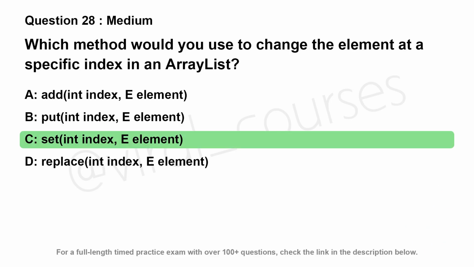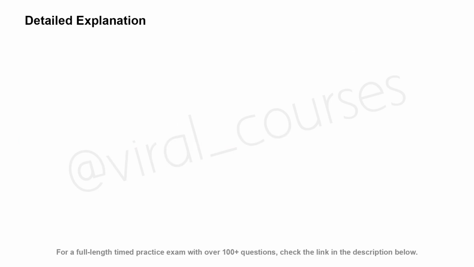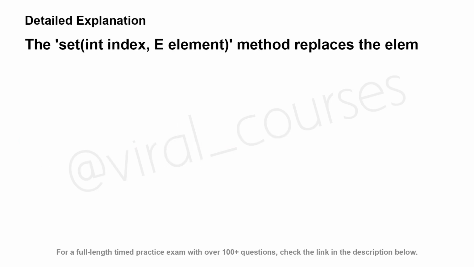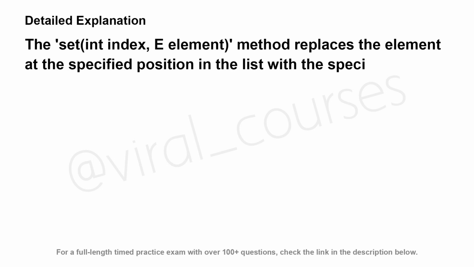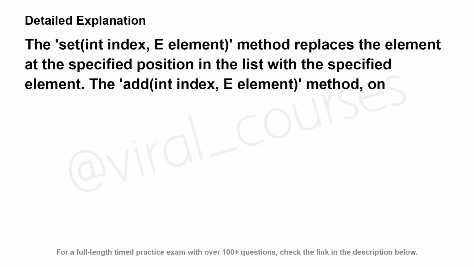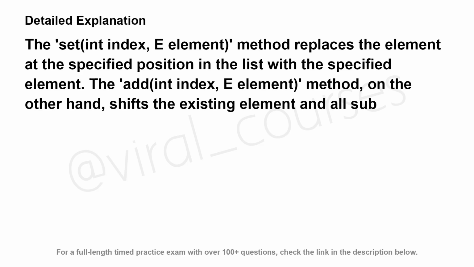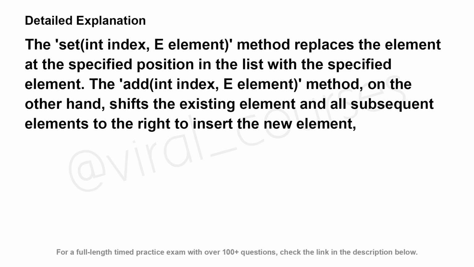The correct answer is C. The set(int index, E element) method replaces the element at the specified position in the list with the specified element. The add(int index, E element) method, on the other hand, shifts the existing element and all subsequent elements to the right to insert the new element, increasing the list size.